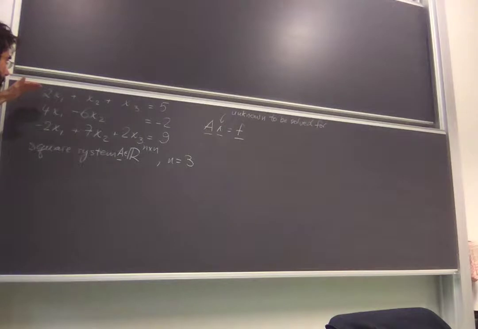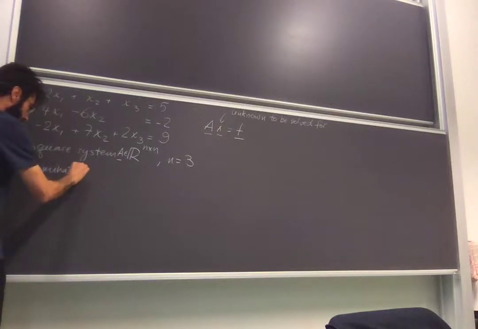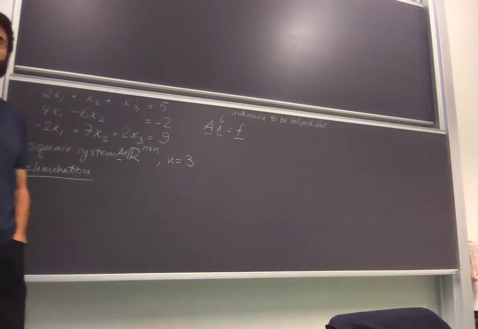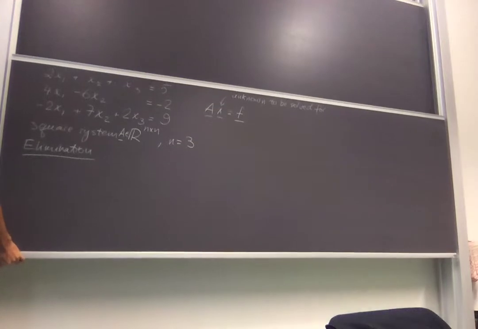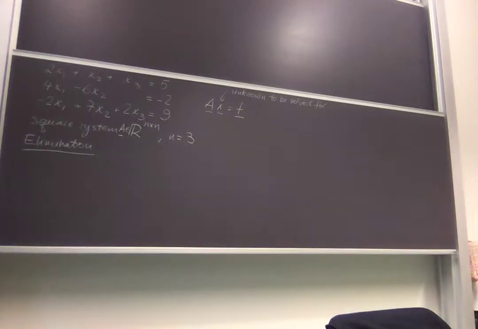Most of you will probably have already seen this kind of system, possibly in high school or in some applications in the first year. And there's a widespread method which is quite systematic. It's called elimination. It's also known as Gaussian elimination, although it predates Gauss by many centuries, and it can be summarized in a 2x2 system.